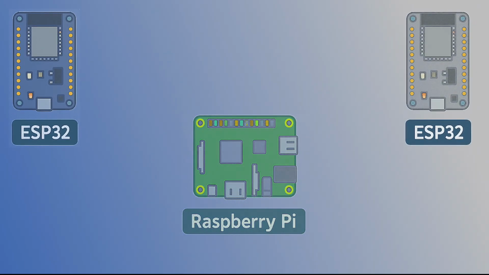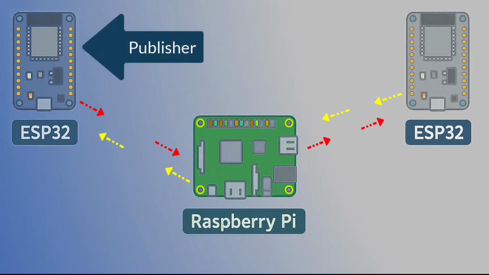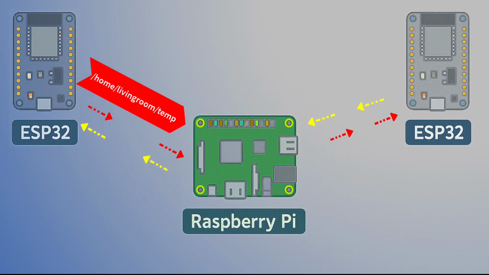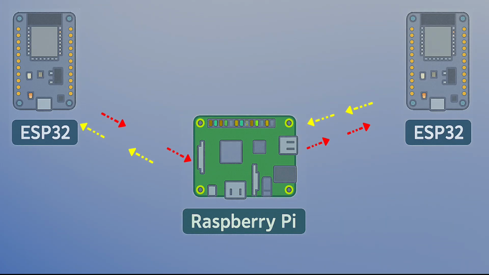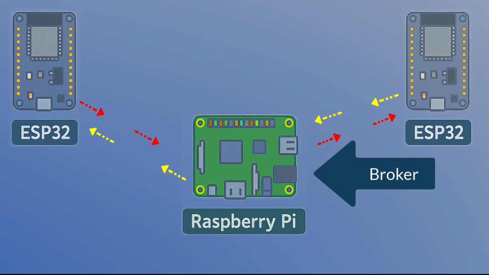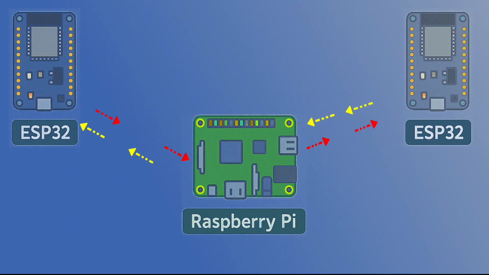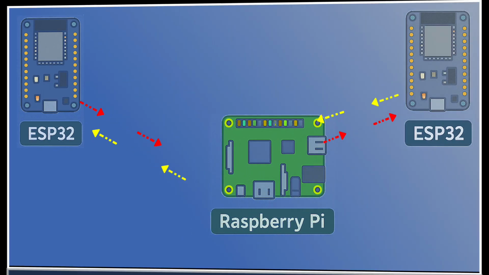Now, in MQTT, devices publish messages on what are called topics. So, for example, home/living room/temperature, and then other devices can subscribe to listen in. So if we have one device that sends temperature data, the broker gets it instantly, and then another device can react to that information. Now, no device needs to know anything about the other. They just speak through the broker.